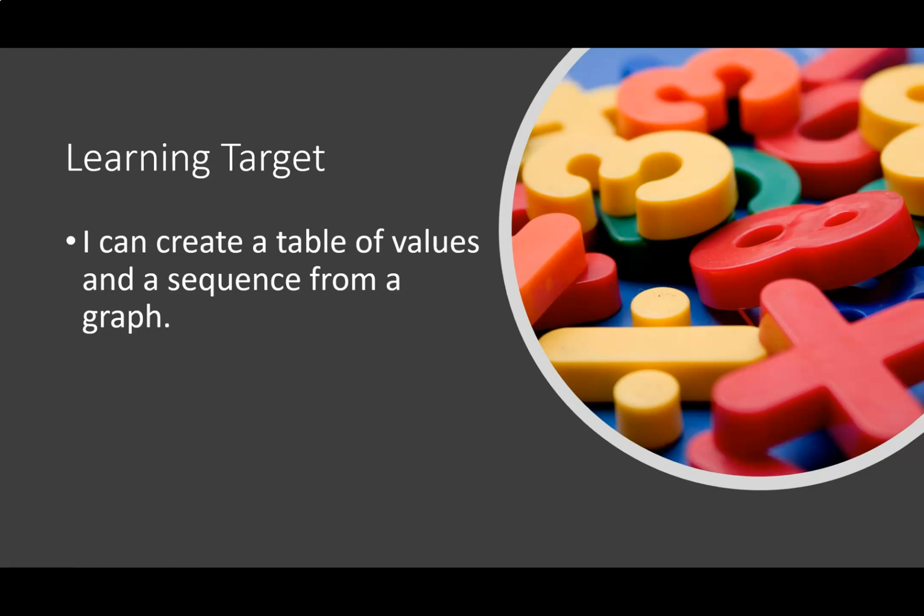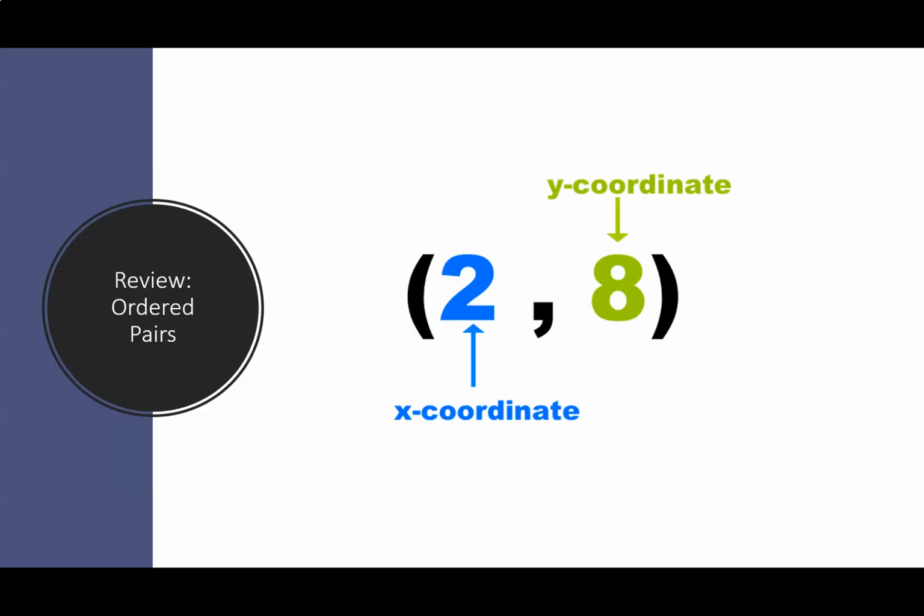Your learning target for today is, I can create a table of values and a sequence from a graph. Let's review ordered pairs again. Remember, the x-coordinate is always listed first, the y-coordinate is listed second. You can remember that because it's in alphabetical order. X comes before y in the alphabet.